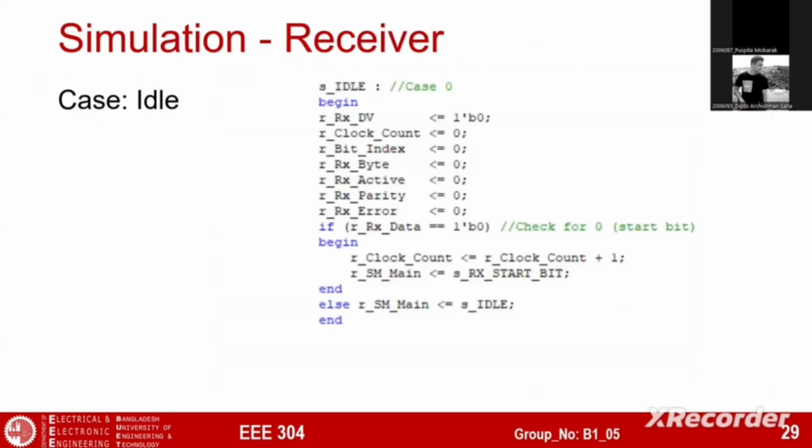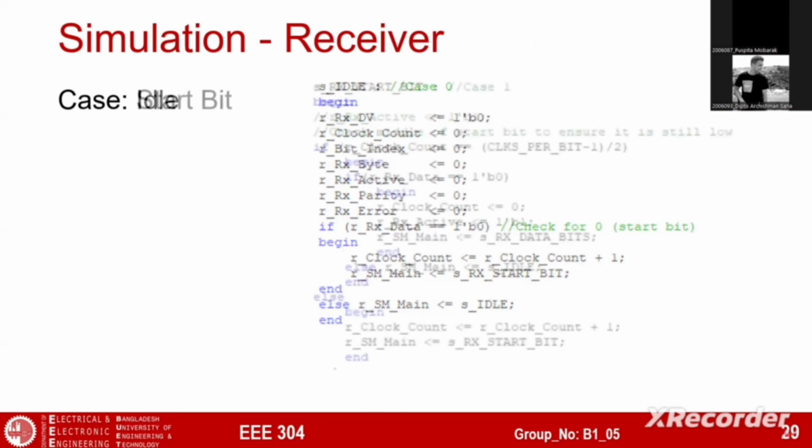So here also there are many cases. Among them, the first case is the idle case. Now the system will actually remain in high state, but when it receives a start bit, that is the low state, then it will conduct a state transition. So it will move from idle state to start state. So if it receives a 0, that is the start bit, then it moves to the next state as shown here.